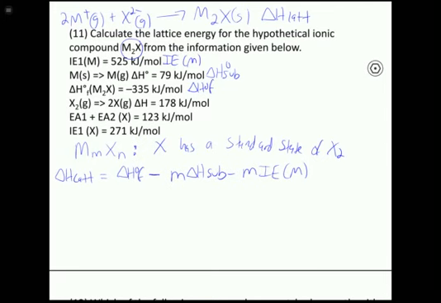Those 3 steps are always the same, and then we're going to have 2 additional steps that we add on for our nonmetal. We have the dissociation enthalpy of our nonmetal, but we're going to multiply that by n over 2.